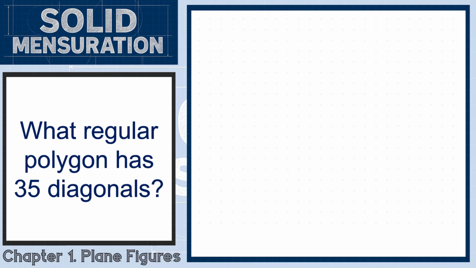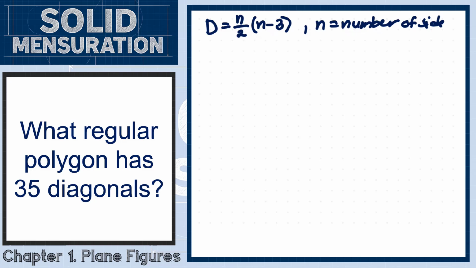What regular polygon has 35 diagonals? Take note that the question is still connected to the idea of diagonals, but this time we are not asked about the number of diagonals in a certain polygon, but we are asked about the type of polygon that has 35 diagonals. Let's still use the formula for the number of diagonals, indicated by D, is equal to n over 2 times n minus 3, where n tells us the number of sides a polygon has.